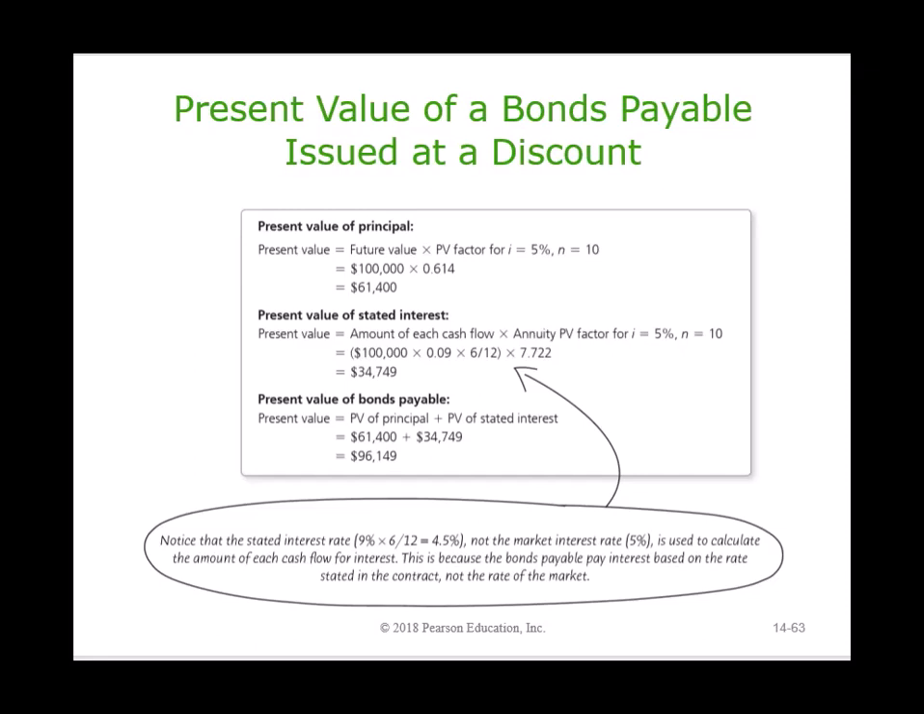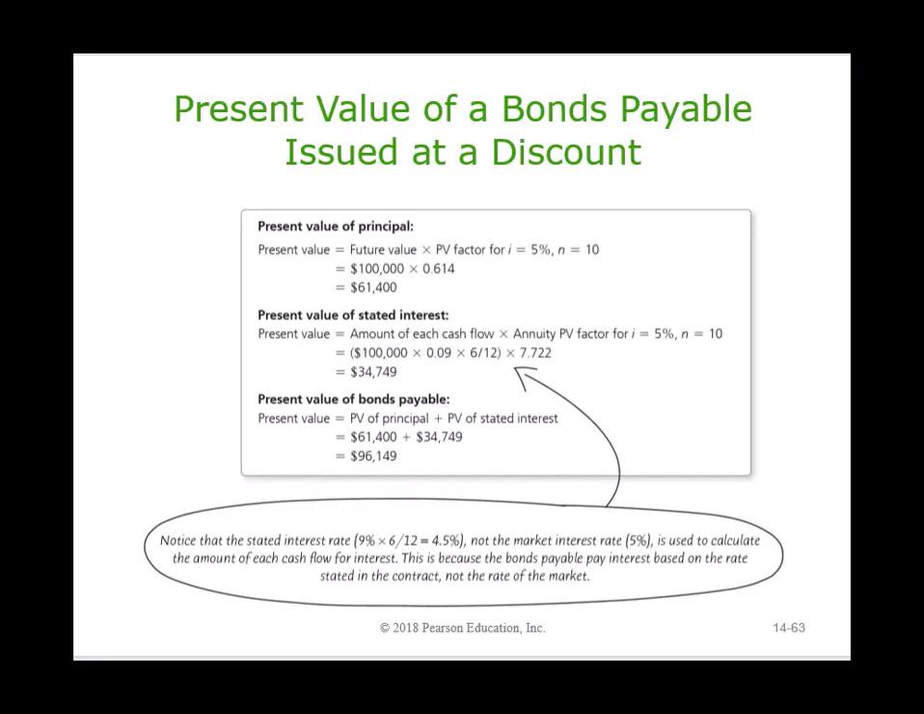Total present value of the bonds is going to be the present value of the principal plus the present value of all of those interest payments. In this case, it is $96,149. So what that tells us is when we issue these $100,000 in bonds, those bondholders are not going to pay us $100,000 because these bonds aren't worth $100,000. These bonds are worth $96,149.